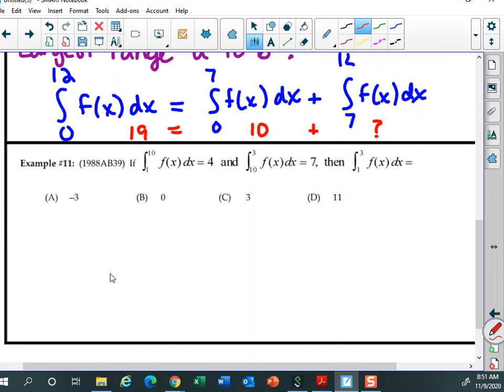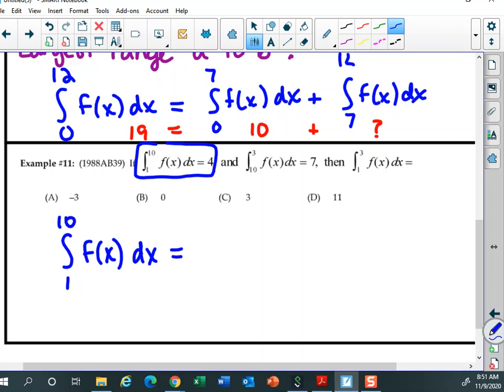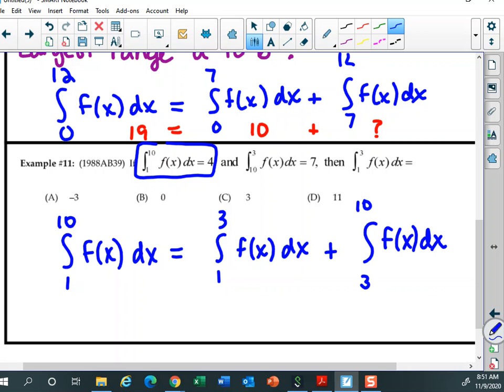Now, sometimes I twist it around a little bit more. In this example from the AP exam, we have a 1 to 10 integral, we have a 10 to 3 integral, and then we have a 1 to 3 integral. 1 to 10 is the biggest one, so I'm going to focus on that. So 1 to 10 would equal, well, I can use the 1 to 3. But then this one would have to be 3 to 10. So this is the relationship that would be true.